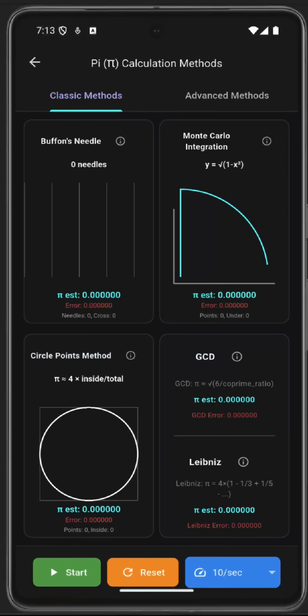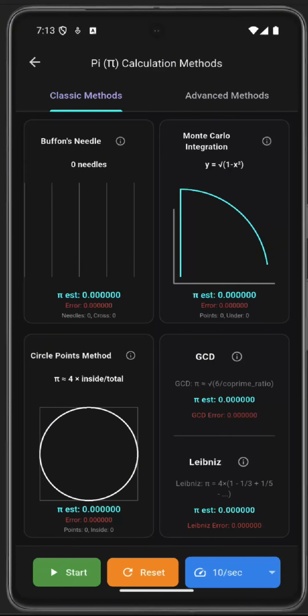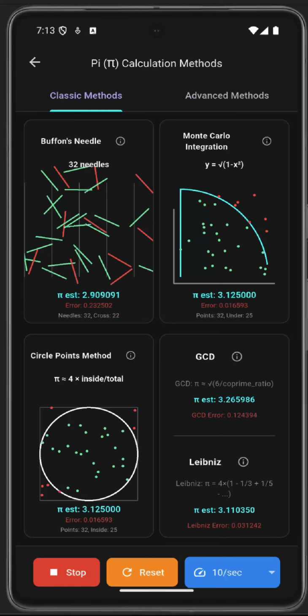Discover how dropping needles, generating random points, or summing infinite series can all lead to the same mysterious constant. Watch these diverse methods race to calculate pi in real time, and press start to see which gets closest, fastest.